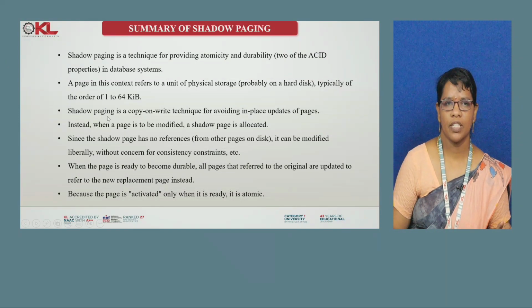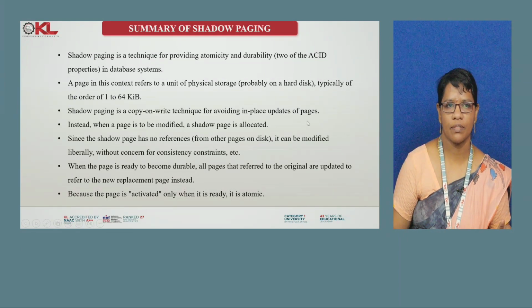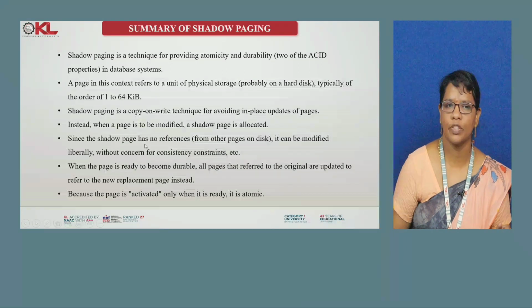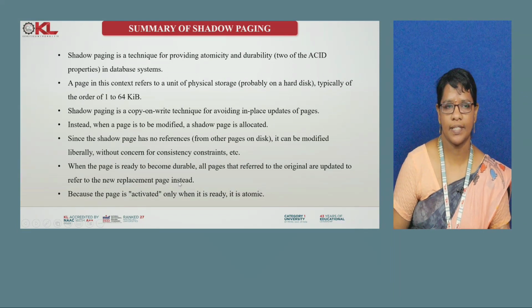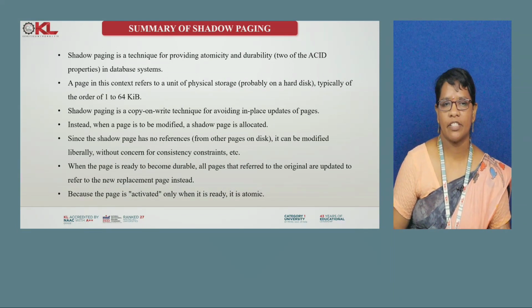Shadow paging is a copy on write technique for avoiding in place updates of pages. Instead, when a page is to be modified, a shadow page is allocated. Since the shadow page has no references, it can be modified freely without concern for consistency and constraints. When the page is ready and becomes durable, all references to the original are updated to refer to the new replacement page instead. Because the page is activated only when it is ready, it is atomic. These are some of the summary points.